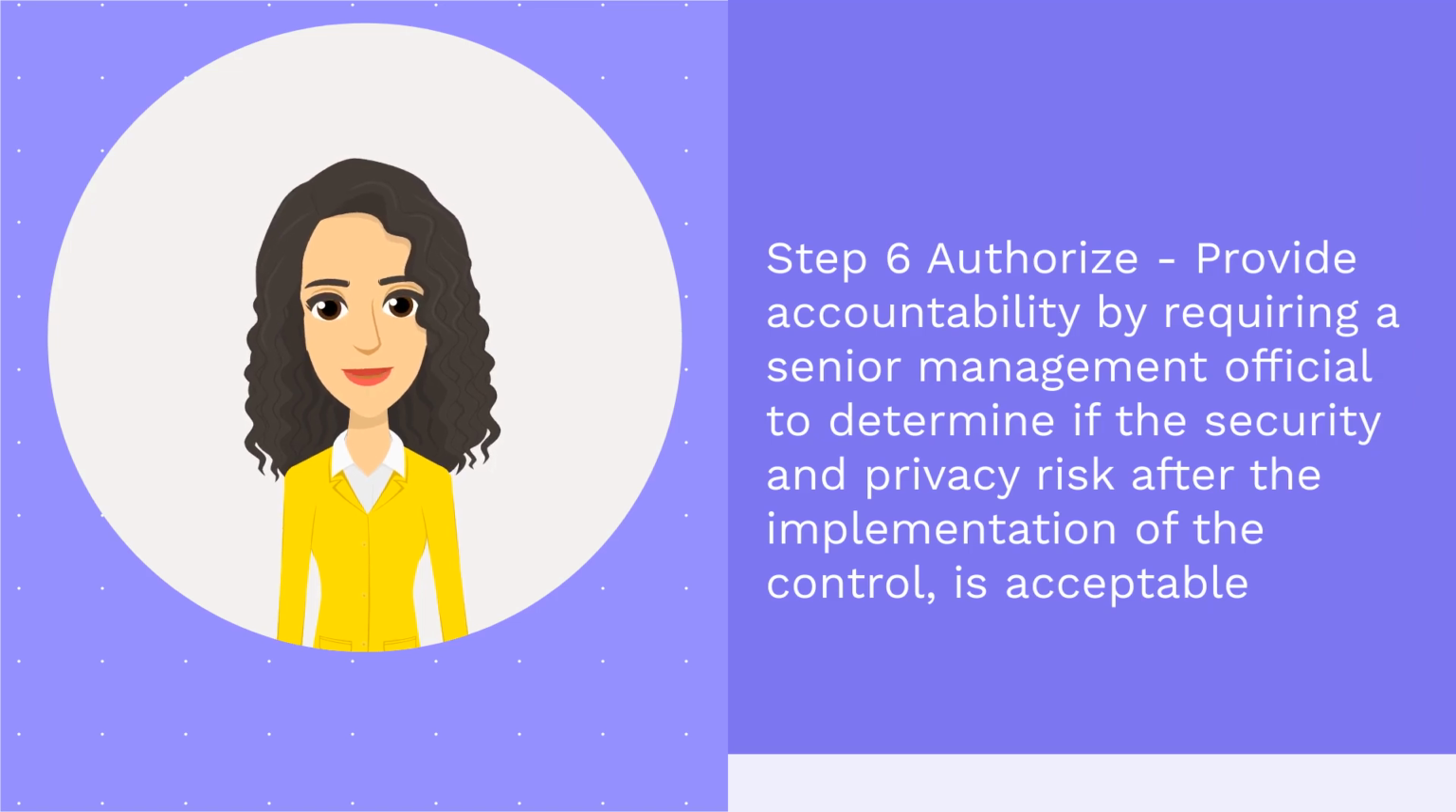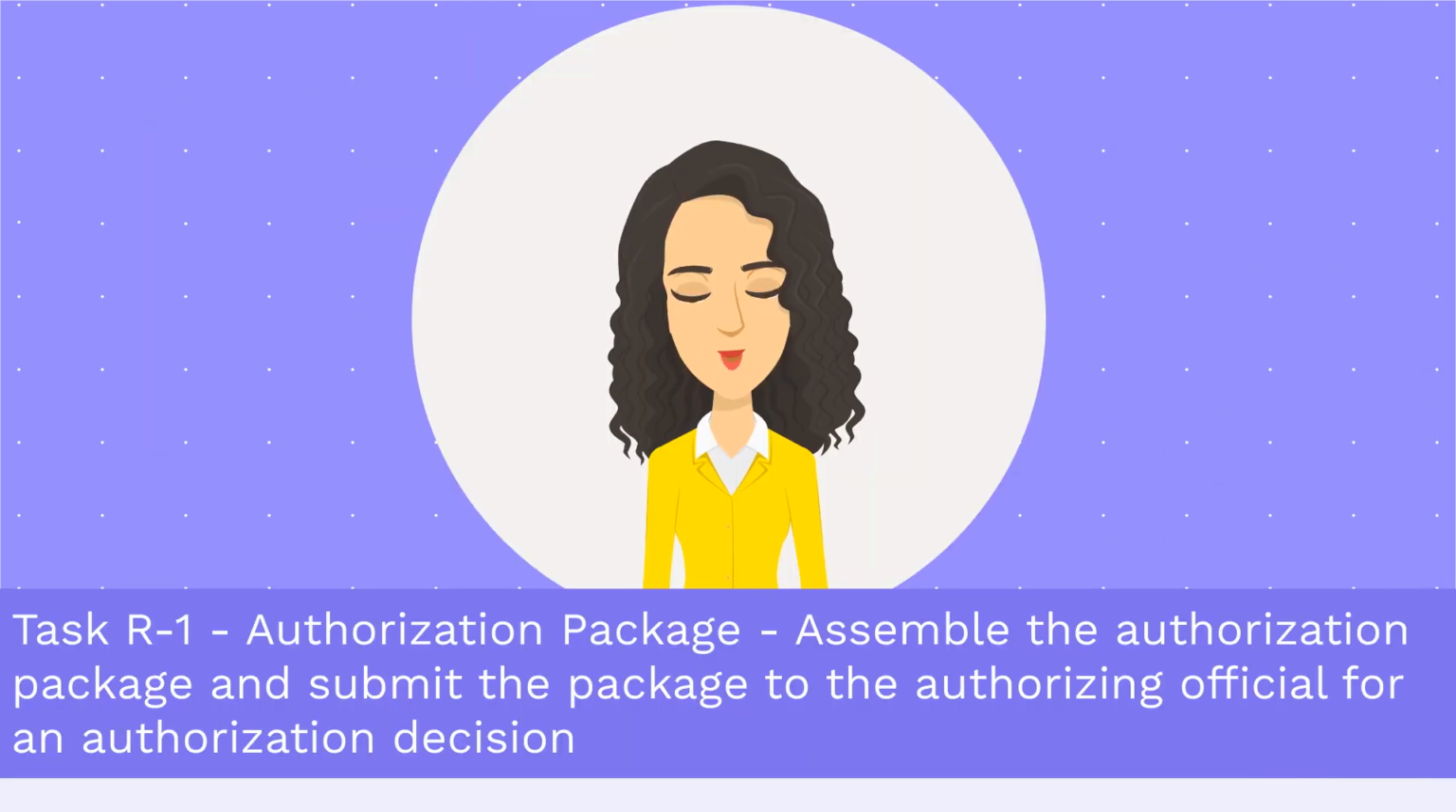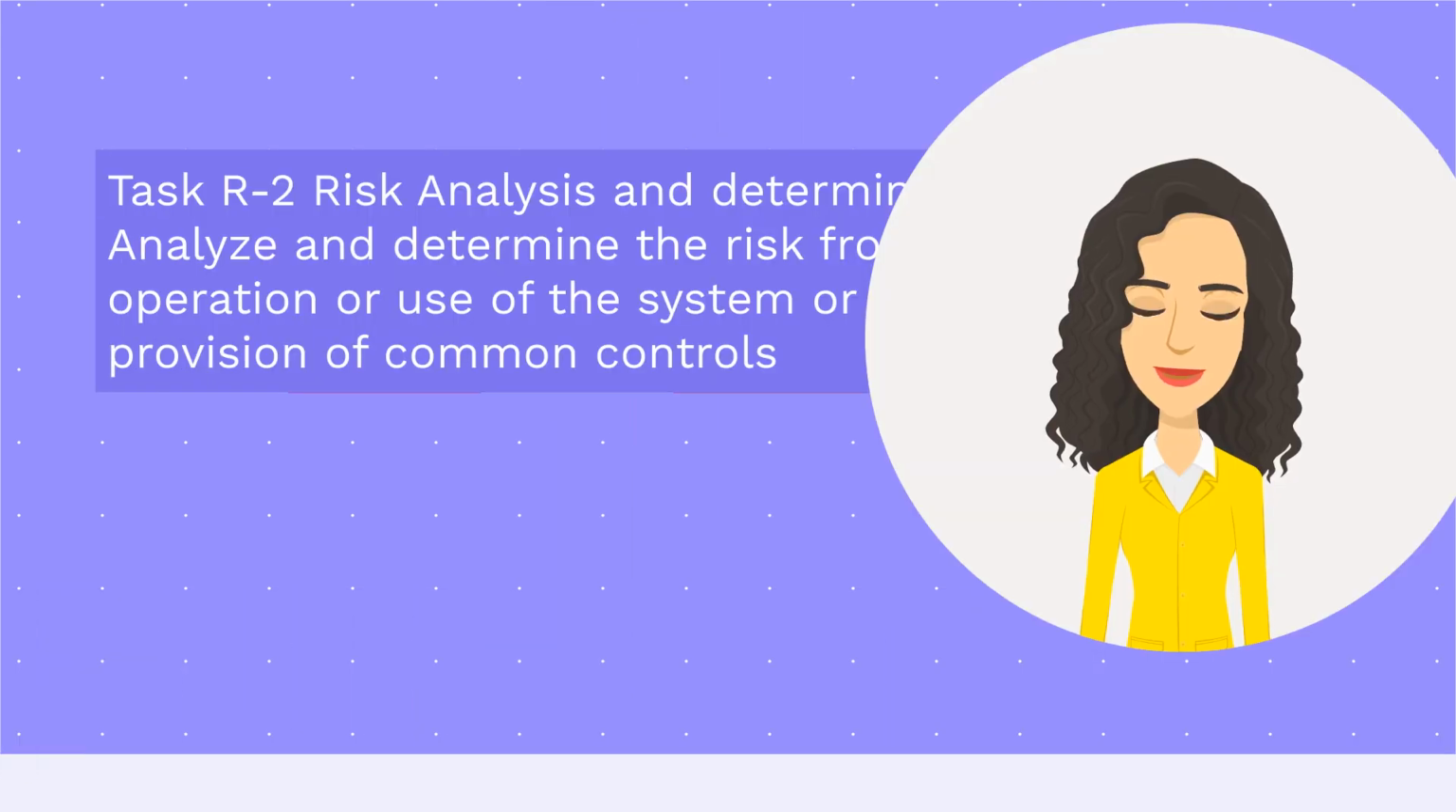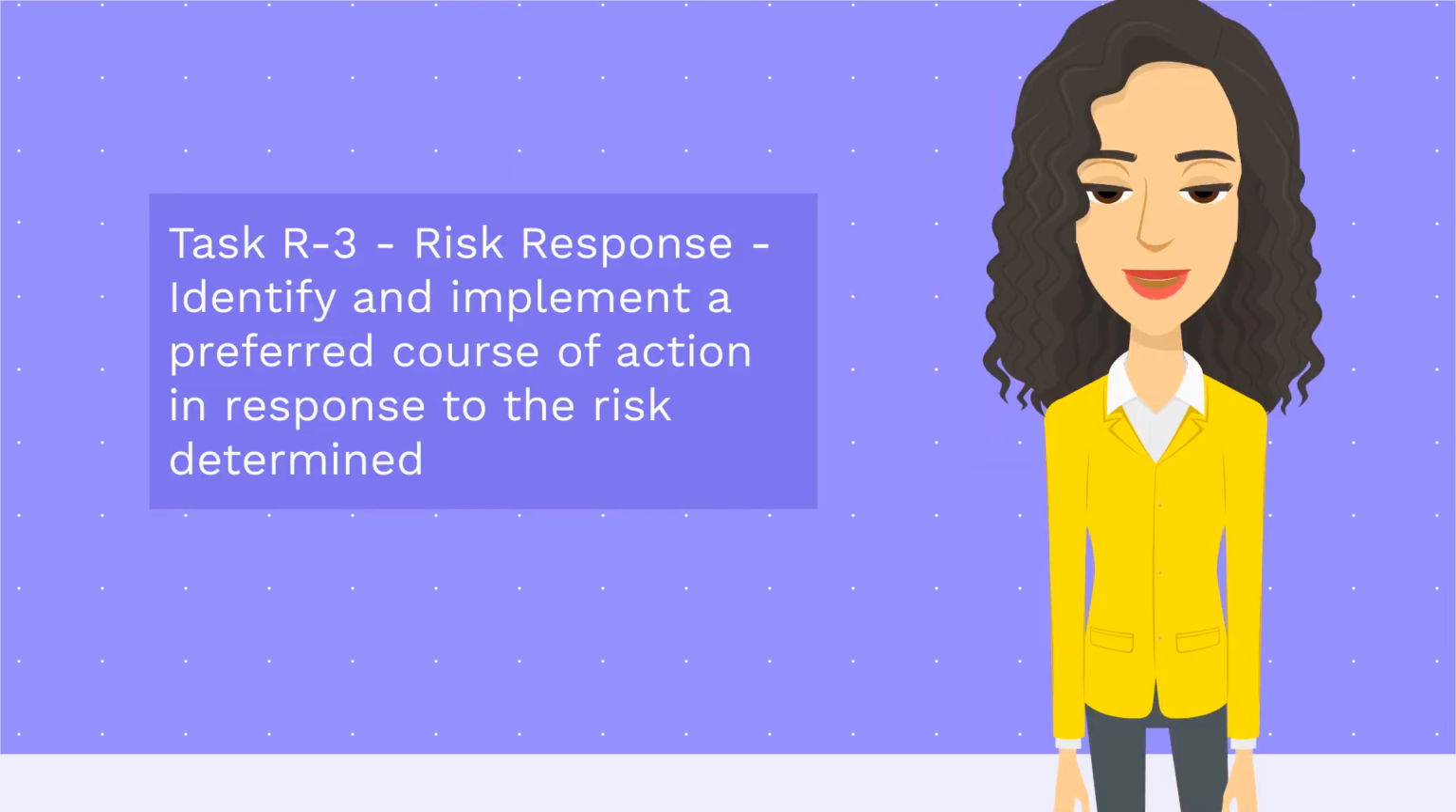Step 6. Authorize. Provide accountability by requiring a senior management official to determine if the security and privacy risk after the implementation of the controls is acceptable. Task R1. Authorization package. Assemble the authorization package and submit the package to the authorizing official for an authorization decision. Task R2. Risk analysis and determination. Analyze and determine the risk from the operation or use of the system or the provision of common controls. Task R3. Risk response. Identify and implement a preferred course of action in response to the risk determined.